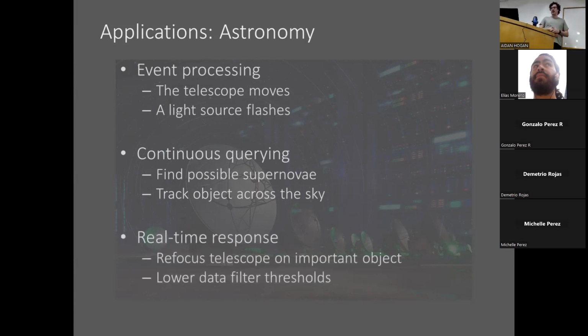Real-time response might be to refocus another telescope on an object that we feel is important, for example, to capture a transient supernova while it's still around, maybe to lower data filter thresholds to allow more light into our sensors. Or to capture more data, not to filter data that we would typically consider to be uninteresting, but now might be interesting because of an event.